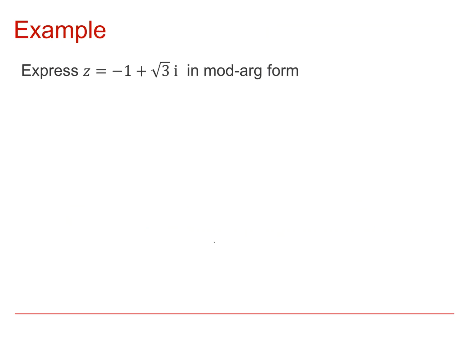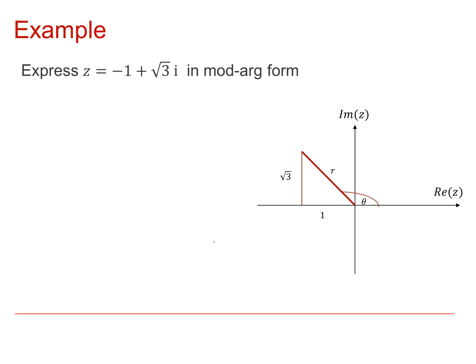Pause the video for a moment while you try this question for yourself. OK, the first step is always to draw a sketch, and I've marked on the length r and the angle theta that we need to find. For r, we simply use that right angled triangle and note that r squared is root 3 squared plus 1 squared, which is 4, and therefore r is the square root of 4, which is 2, always taking the positive value.